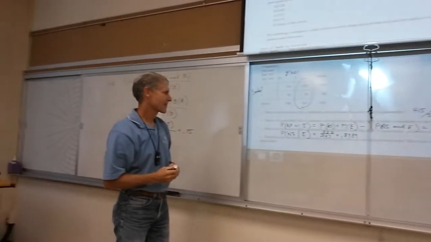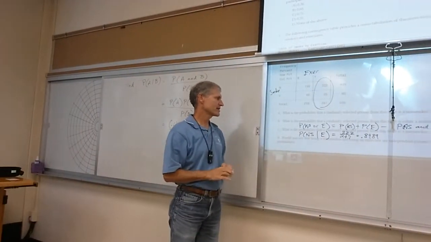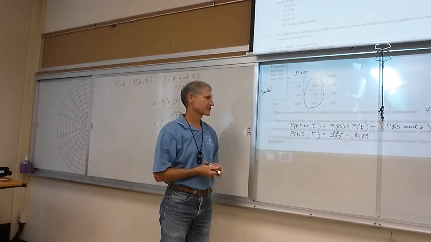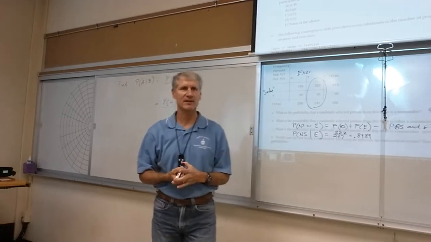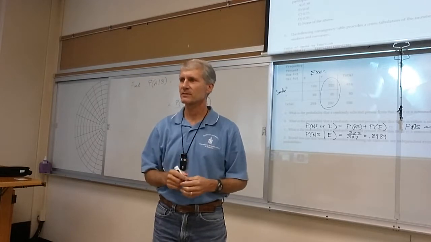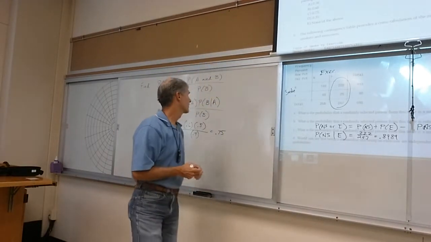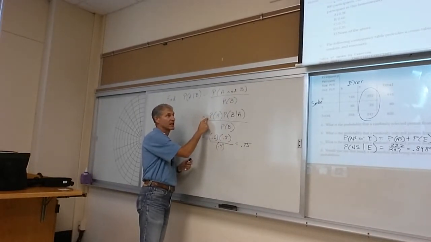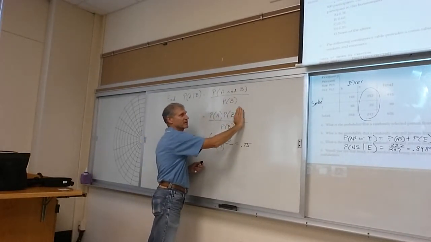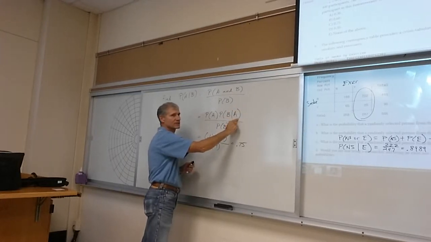Okay. Part D. Would you say that being a non-smoker and being an exerciser are independent events? Show why using probability. How do you check to see if two things are independent? By looking at probabilities. Well, one way is to do what we were doing over here. We said if A and B were independent, then you could do the AND this way. But if they're not independent, it won't work. You have to use the condition.